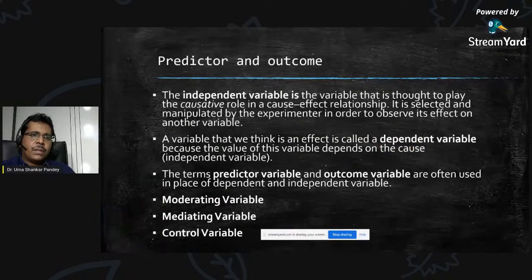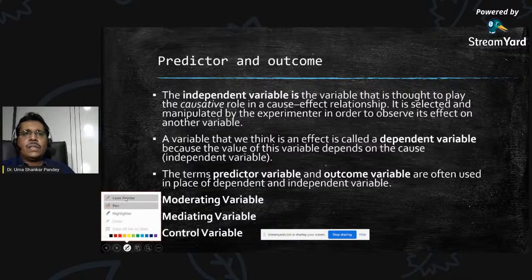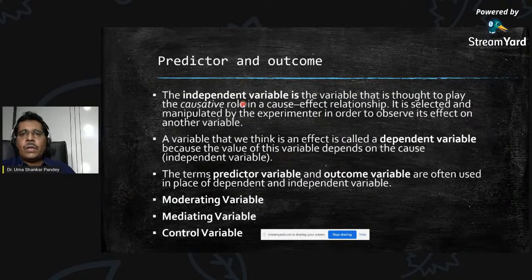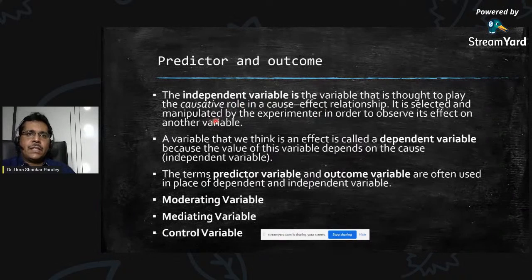So we must remember this when we talk about independent and dependent. Where do we collect data from? From the dependent variable. So that's one very simple way of remembering that.